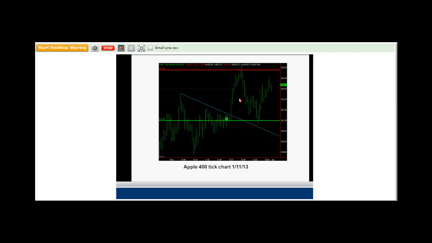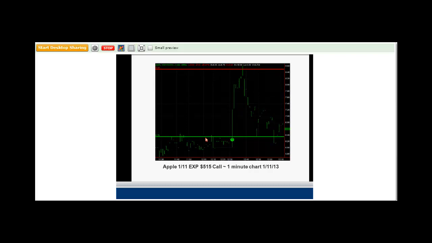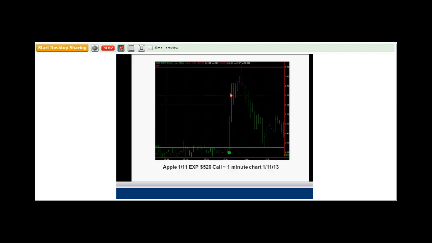You can get some great trade setups, and instead of using the underlying, use the options. So on this particular one, this was the January 11th expiration, the 515 calls. This is a 1-minute chart, and you could have bought these at $635 a contract, and within a couple of minutes they went up to $850 a contract. So that's over a $200 return in a few minutes. That's a 34% return on your capital.